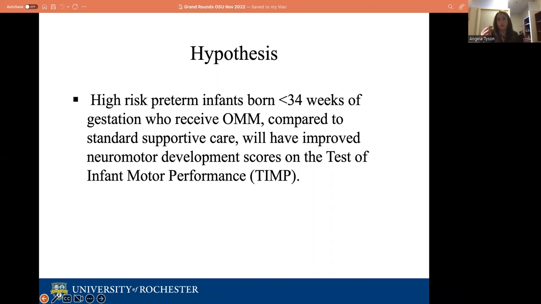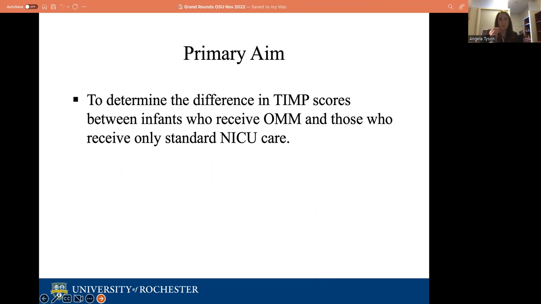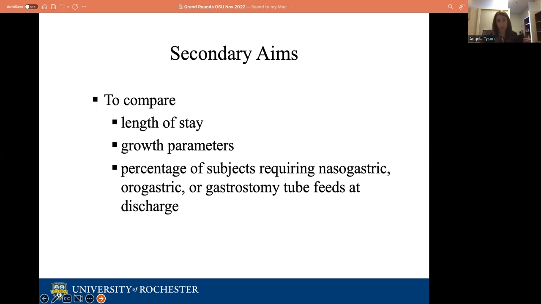So the hypothesis is stating the prediction that I think these kids are going to have better scores, but your aim is simply stating, my aim is to look at these scores between this population. So that's your difference. But the primary aim always directly reflects what you were testing in your hypothesis. Your secondary aims are your bullet points.